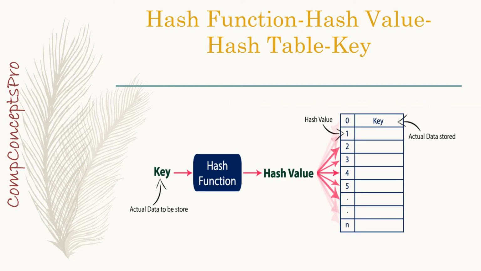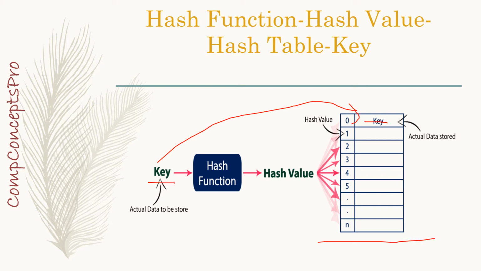There might be some confusion in your mind related to these different terminologies of hashing. So let's clear them. Firstly, the key. This is the actual data that we have to store in the hash table. Here, this key and this key are the same, and this is the hash table where our key will be stored at different indexes. So this is the actual data element that we have to store in the hash table.